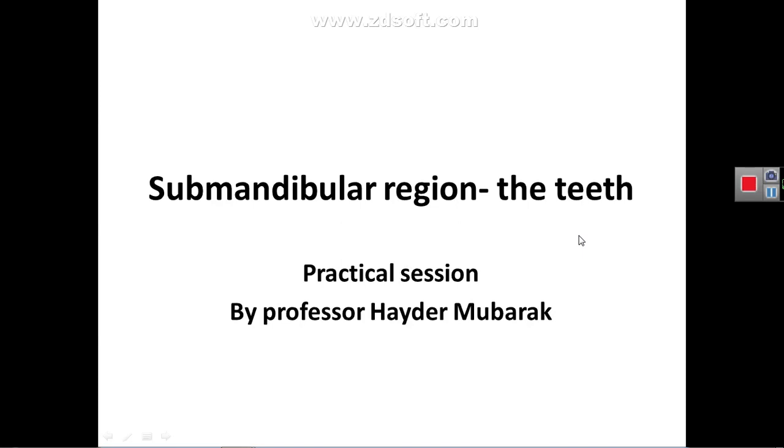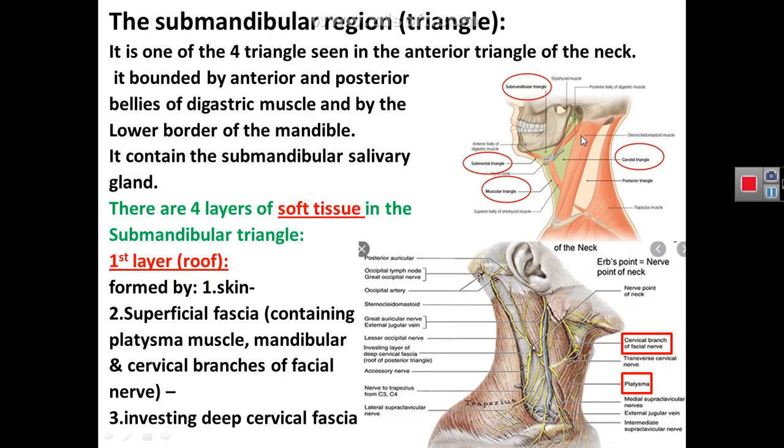I'm Professor Dr. Hayder Mubarak. This is a practical presentation on the anatomy of the submandibular region, or submandibular triangle, and the teeth. The submandibular triangle had been studied previously with the section of the anterior triangle of the neck. It is one of the four triangles in the region of the anterior triangle. We have the carotid triangle, muscular triangle, submental and submandibular triangle.